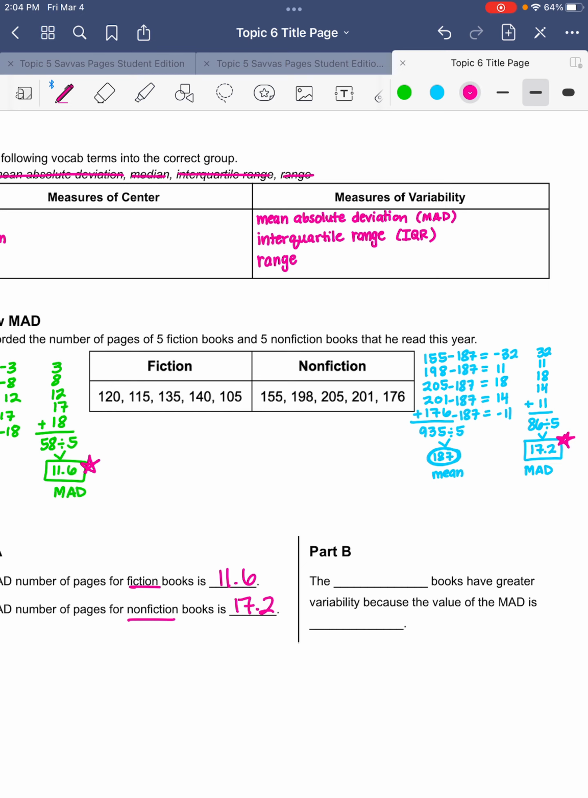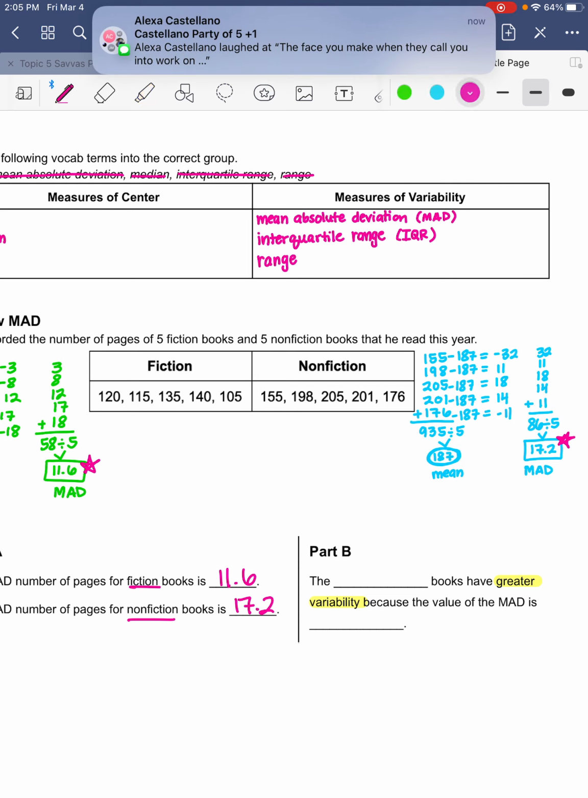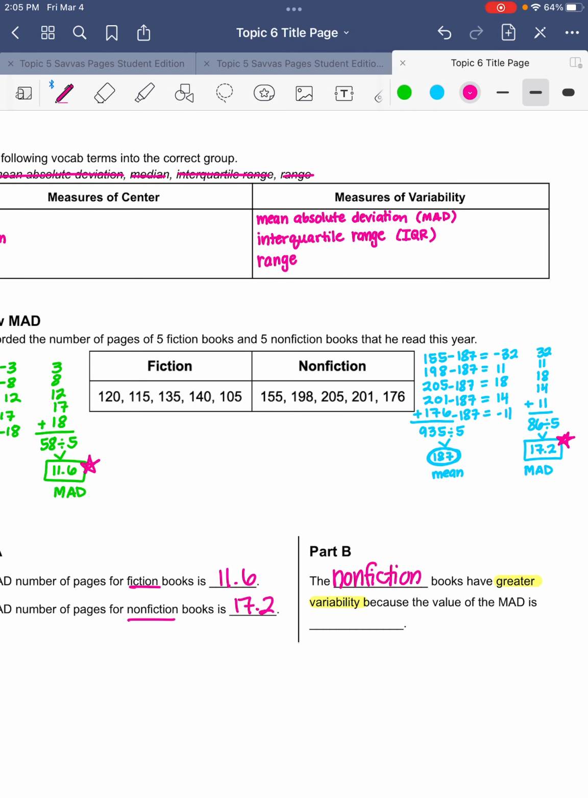So the blank books have greater variability. That's key, greater variability. Well, the nonfiction books have a bigger number. So the nonfiction books have greater variability. And I know that because the value of the MAD is greater, or you could say bigger. Okay? So remember, the greater the mean absolute deviation, the greater the variability, the more spread out your data is.